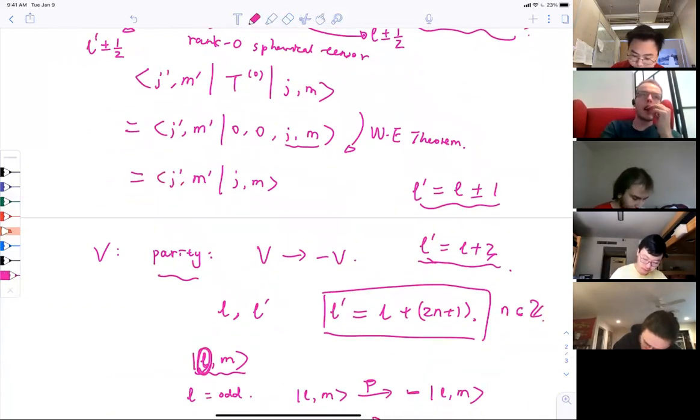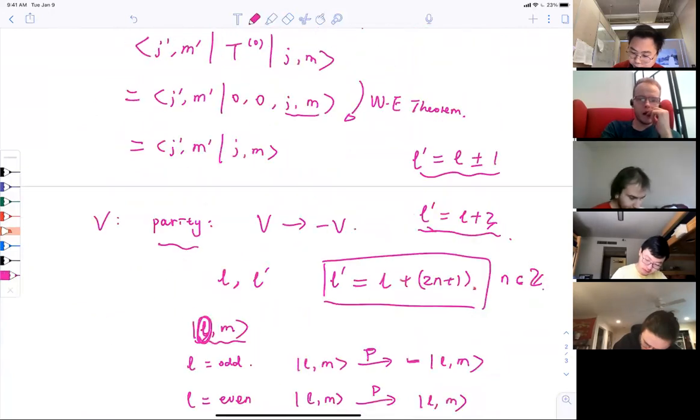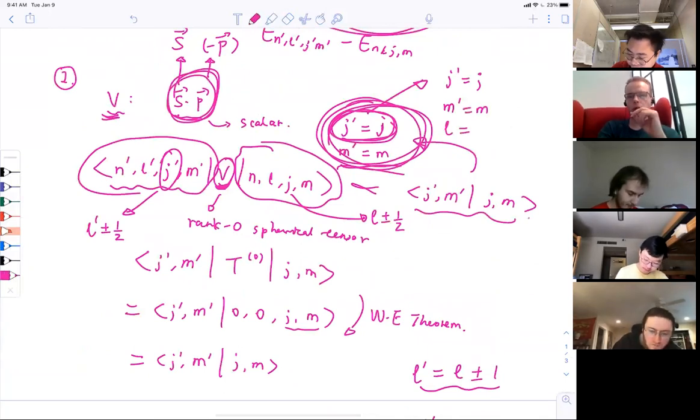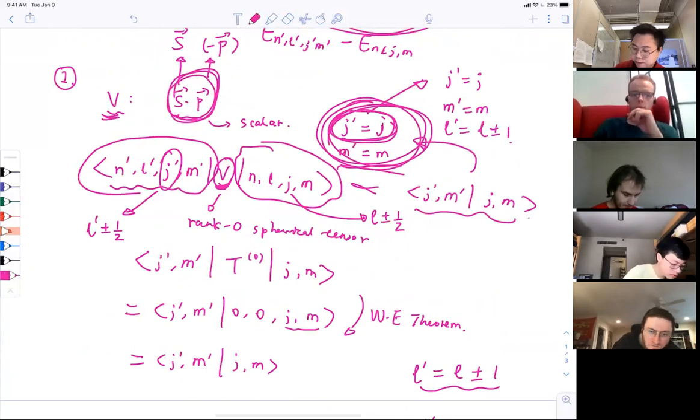So eventually, from the symmetry point of view, we get 3 constraints. One is J equal to J prime, M prime equal to M, and also L prime equal to L plus or minus 1.